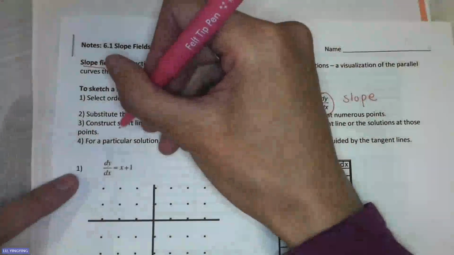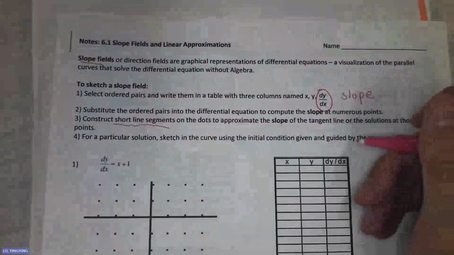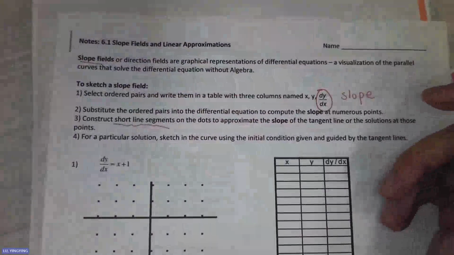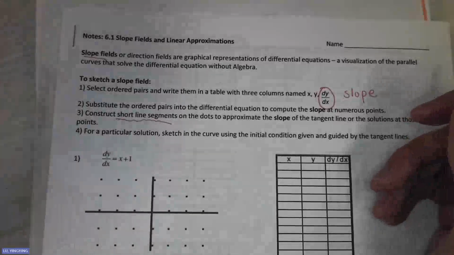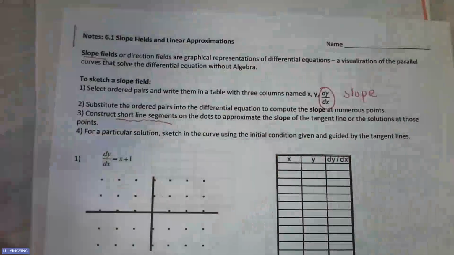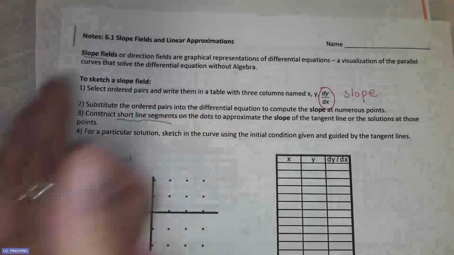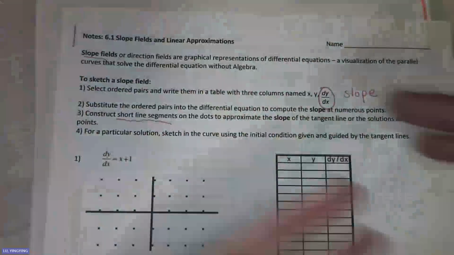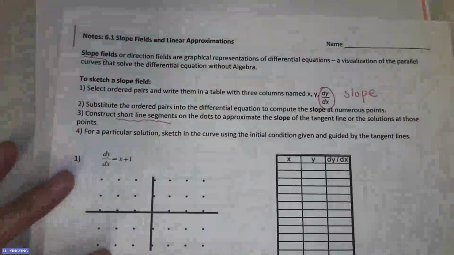Obviously, when you draw them using short line segments, they don't have to be exact, because sometimes the slope can be very steep and sometimes very flat. You just draw as best as you can. As long as you can show whether it is increasing or decreasing, or some kind of concavity, as long as I can see that, you're doing the right thing.